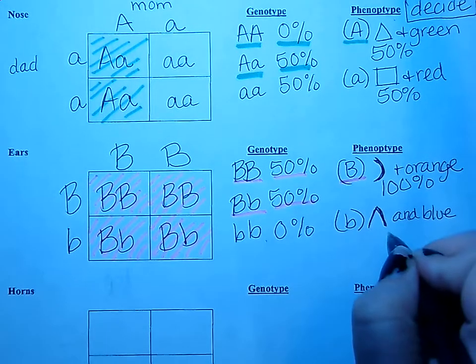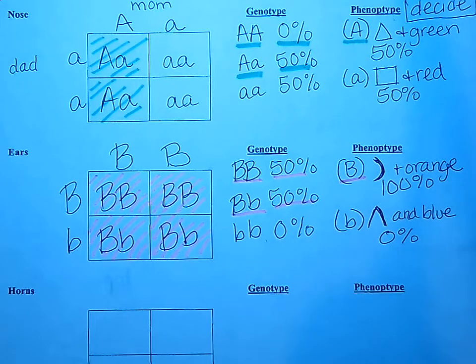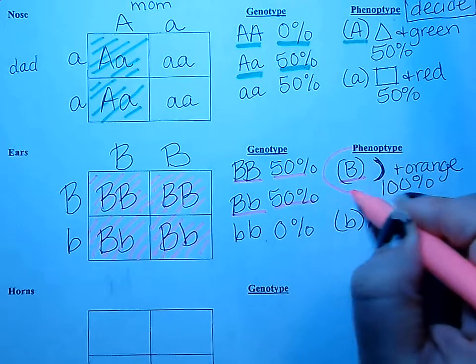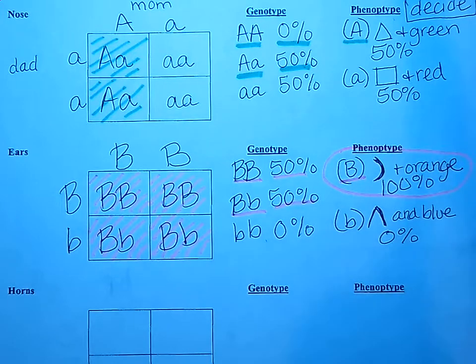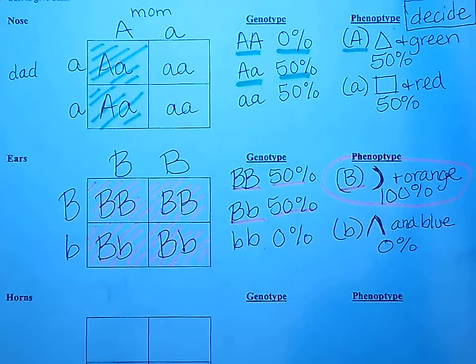So this one would have 0% pointy and blue ears. So Sam has to have round and orange ears. So this one, you can't decide. It has to have that one. All right, let's look at horns.